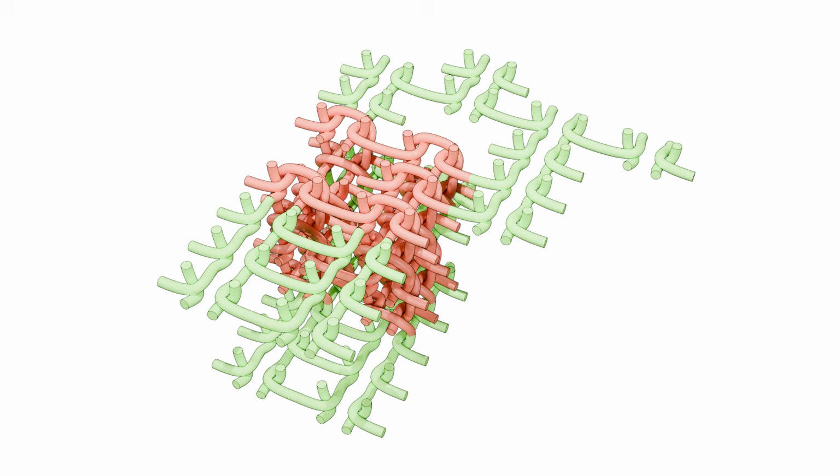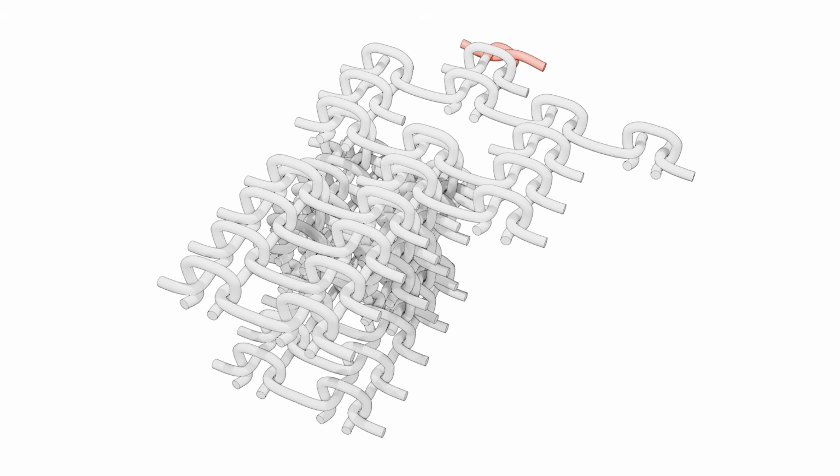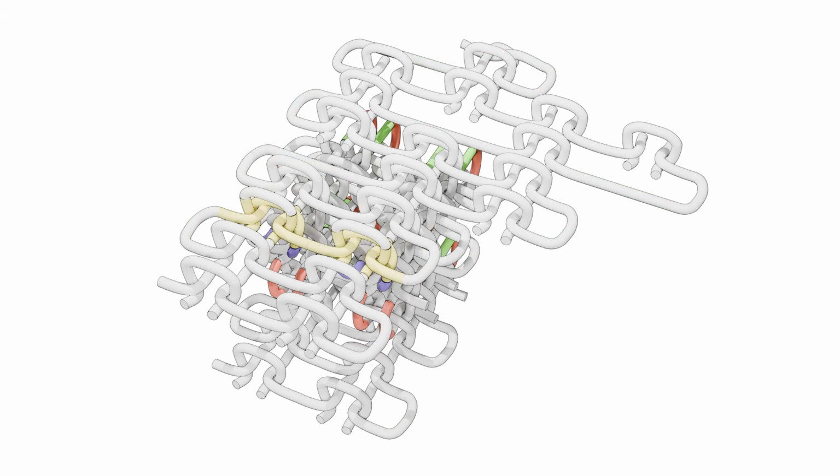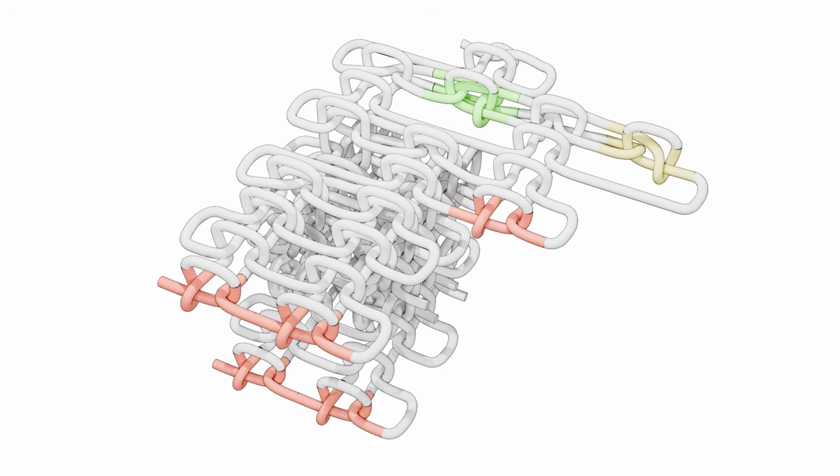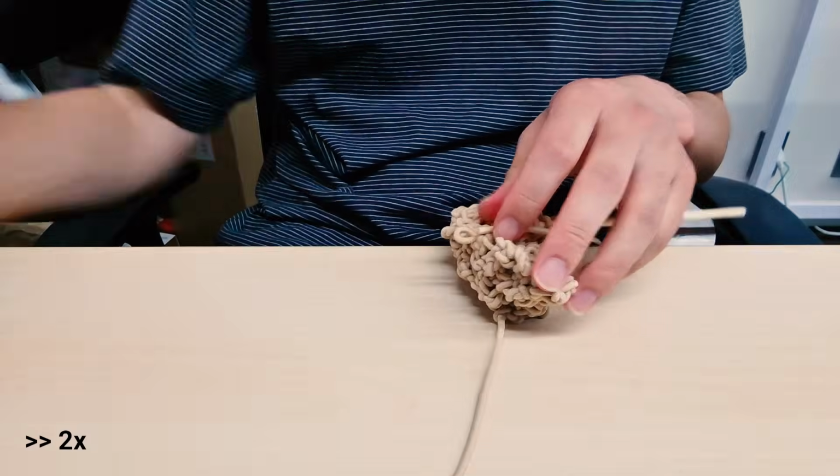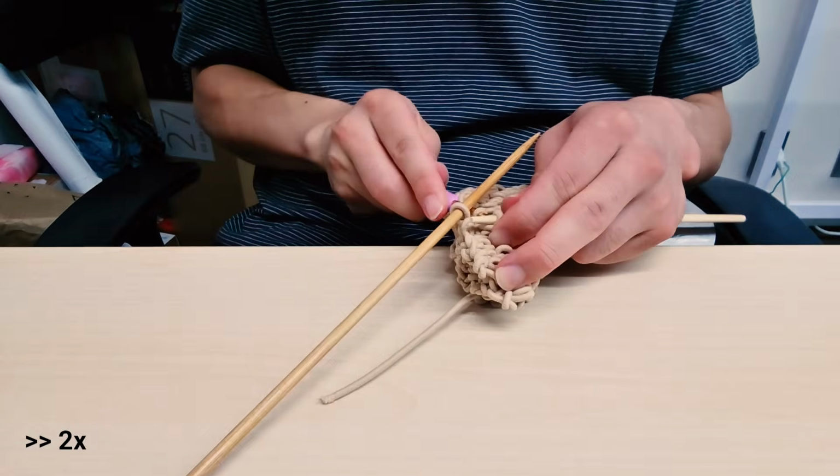The automatic pattern generation is achieved by selecting correct stitch block types using a rule-based procedure. As an example, here we are knitting a Stanford bunny.